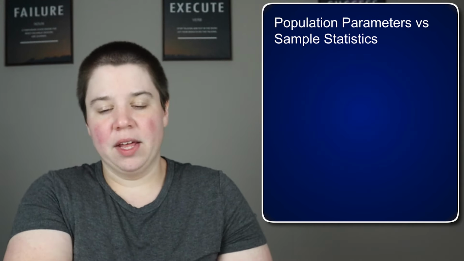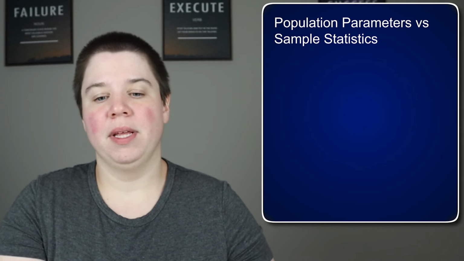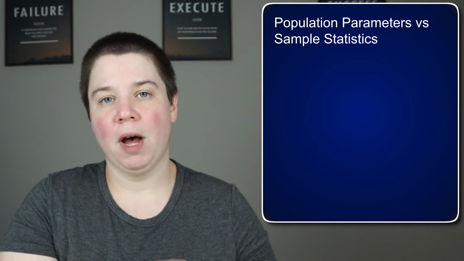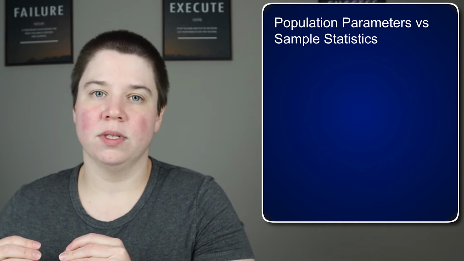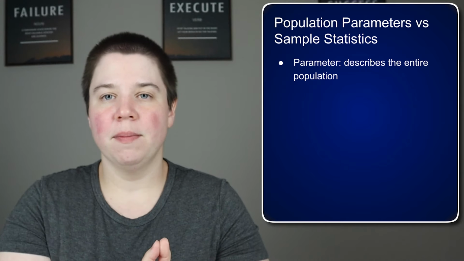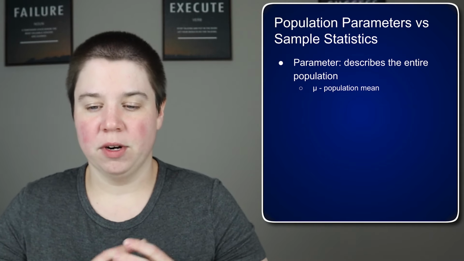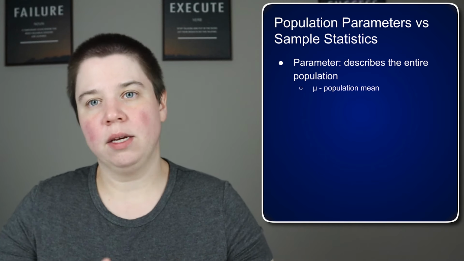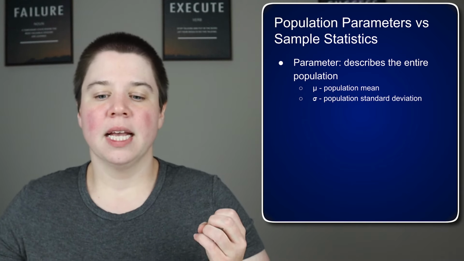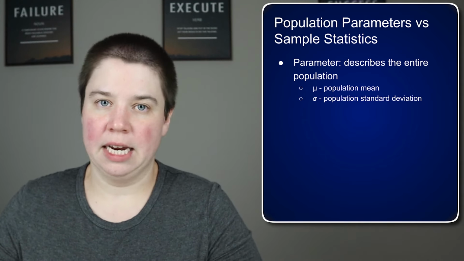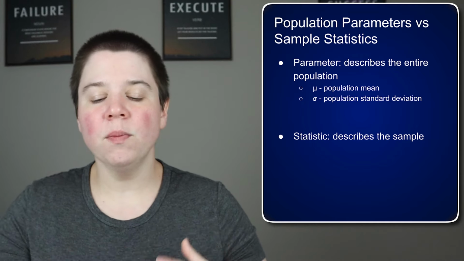So within that, now that we know how to get our sample and what our population is, we need to understand the difference between population parameters and sample statistics. A parameter describes the entire population, where you have a few different parameters that we tend to use. So mu is equal to the population mean, sigma is equal to the population standard deviation, and then we have statistics.